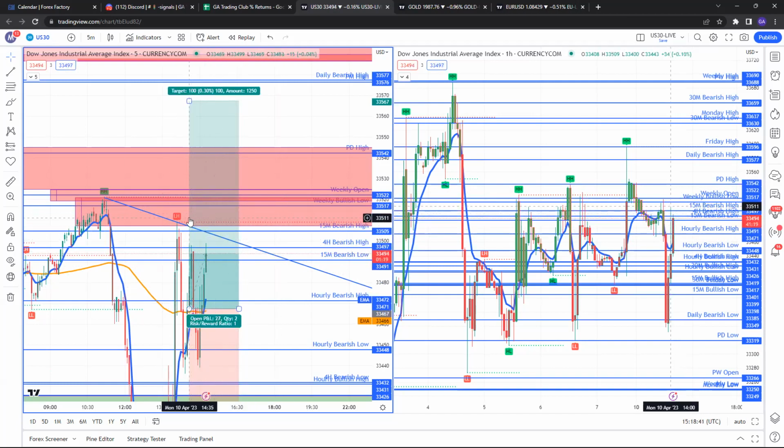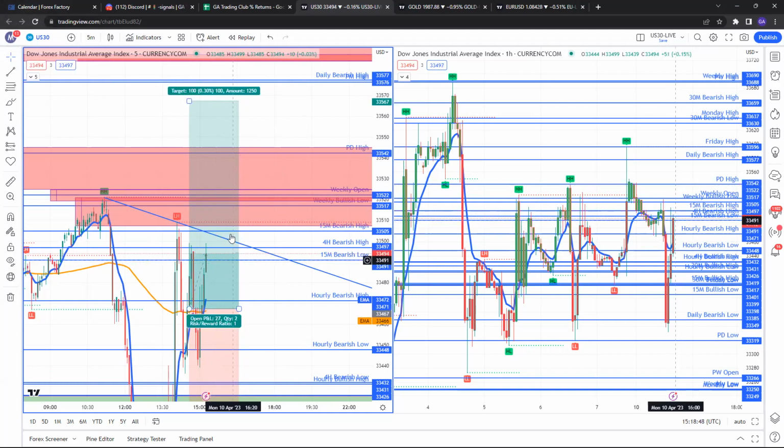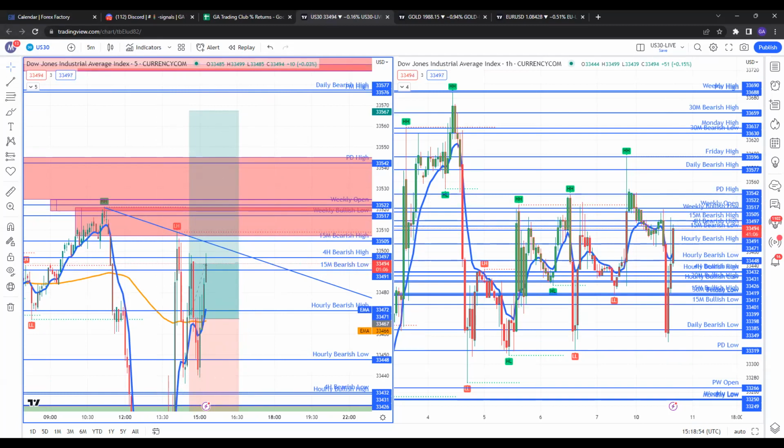So whenever you're 50 pips in profit, go ahead and secure, set break even for that trade and just let it ride. I'll be doing the same thing. When this trade is 50 pips in profit, I'll go ahead and set break even for that trade. Any last questions?